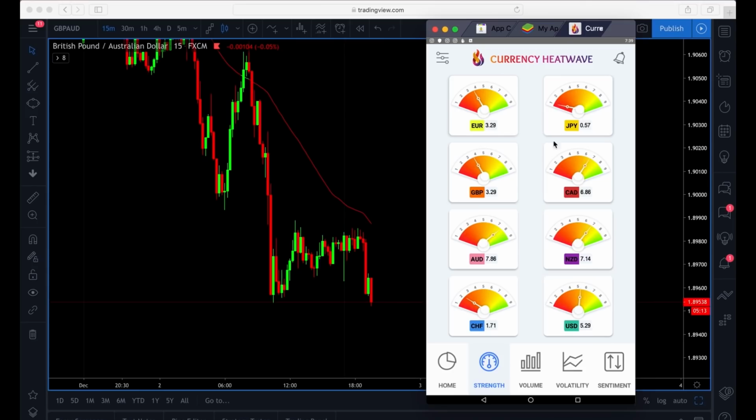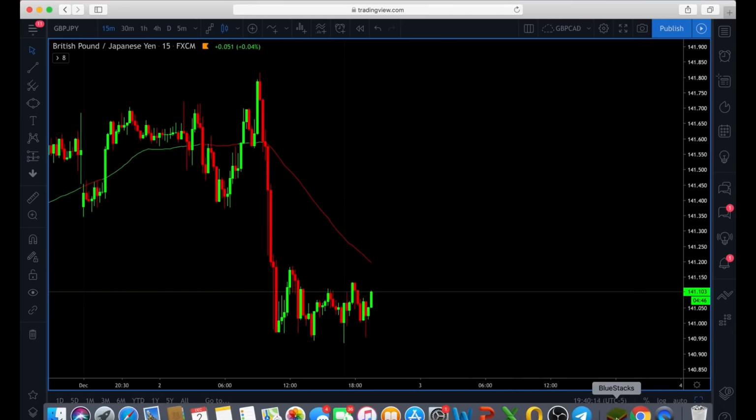So let's now look at GBPJPY. GBP is 3.29. JPY is 0.57. So they're both pretty weak. Let's see what that looks like. I'm thinking that this may be more consolidation. This might not be moving as much. Let's take a look at that. So GBPJPY. All right, let's look at it.